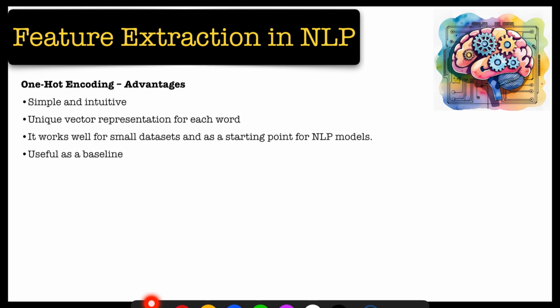So one-hot encoding has some advantages, like it's very simple and intuitive. It gives a unique vector representation for each word. It works well for small data sets and serves as a starting point for NLP models. So it's useful as a baseline to build more advanced feature extraction techniques.